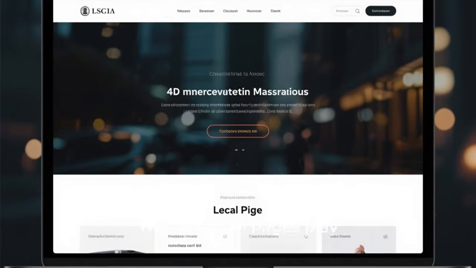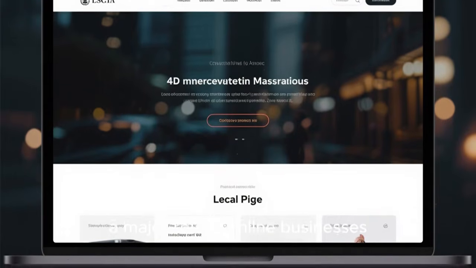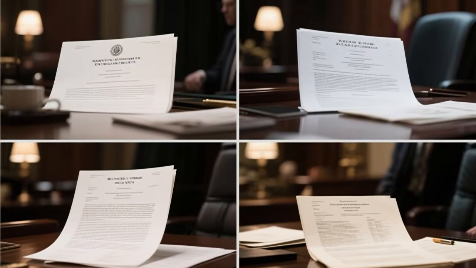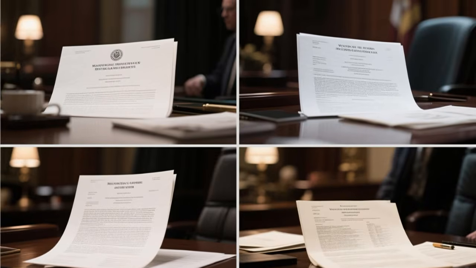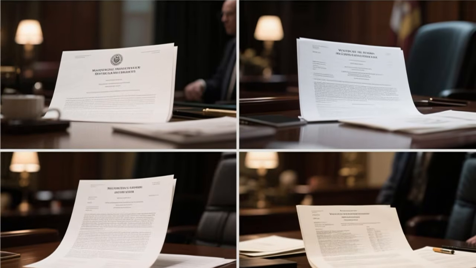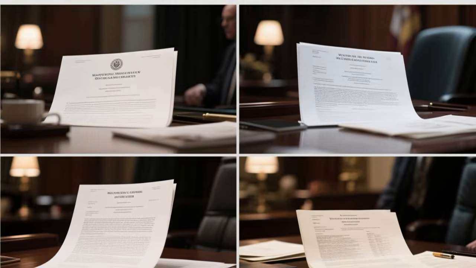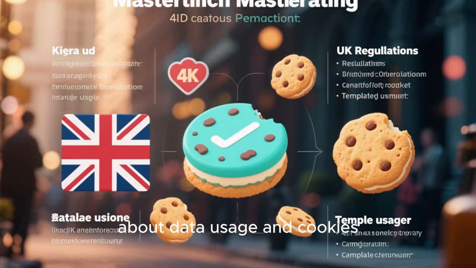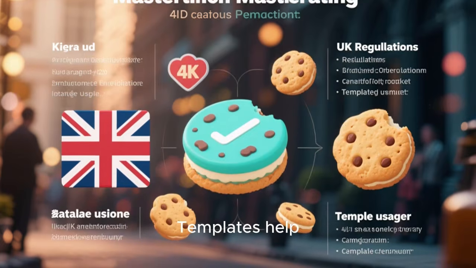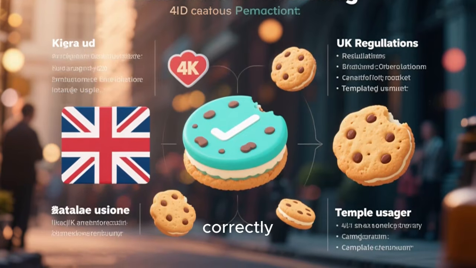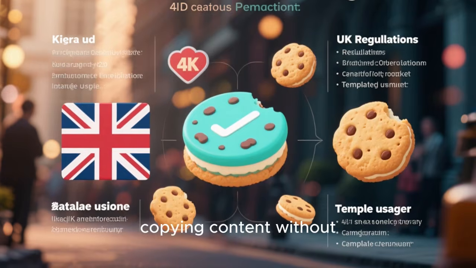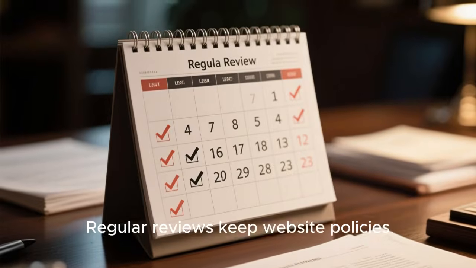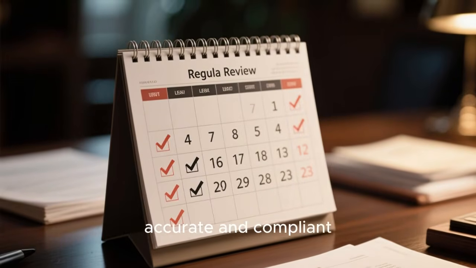Website legal pages play a major role in online businesses. These include terms and conditions, privacy policies, and cookie policies. Each page serves a specific legal and informational purpose. United Kingdom regulations require transparency about data usage and cookies. Templates help structure these pages correctly. Businesses should avoid copying content without understanding it. Regular reviews keep website policies accurate and compliant.